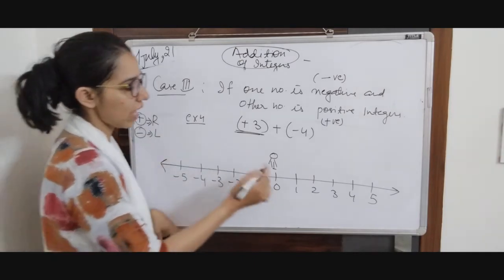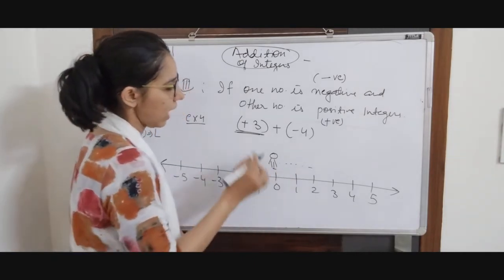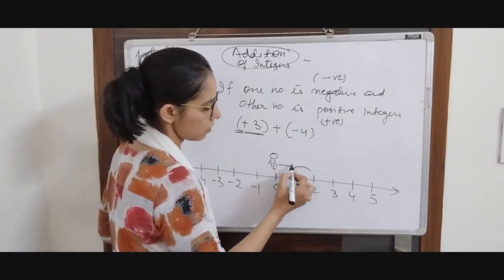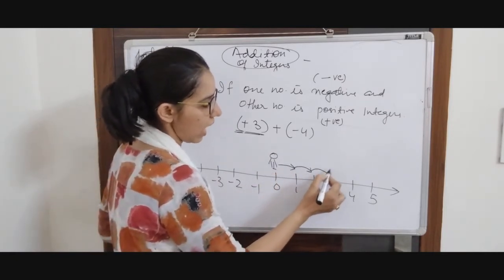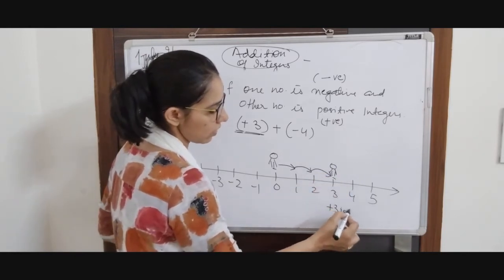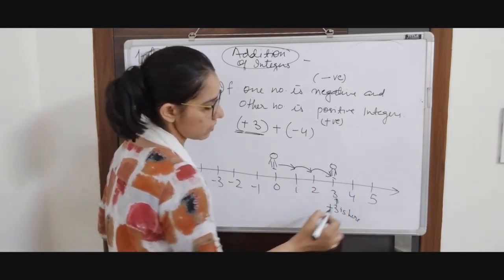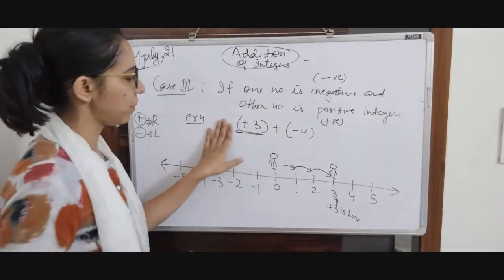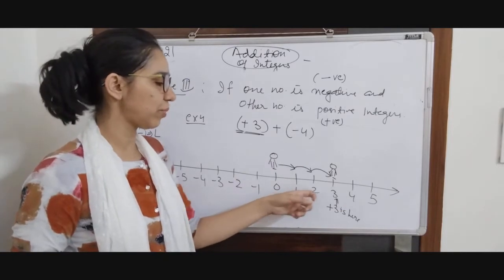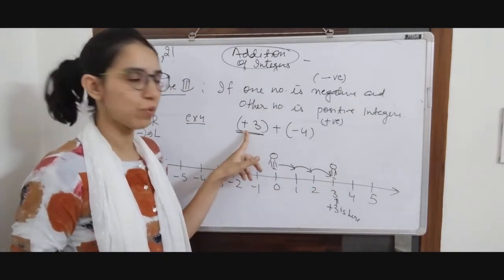So positive means I will move to the right, and how many steps? 3 steps. So 1, 2 and 3. I will reach here. Here 3 plus 3 is here. Plus 3 is here. So first was plus 3. I will start from 0. I will move 3 steps to the right because the number is positive.